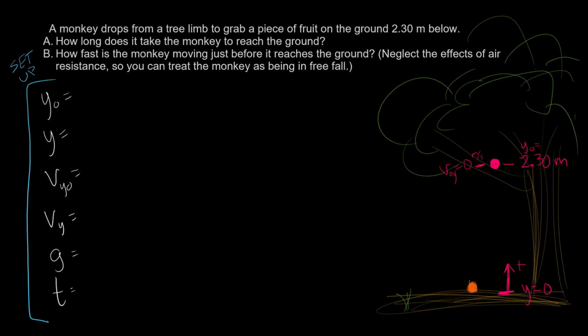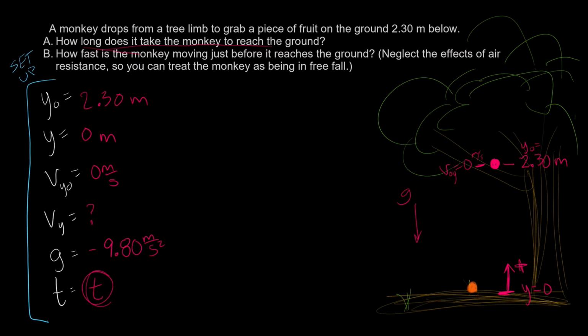So let's go ahead and write that over. I have my setup over here. I'm going to inventory my variables and choose my equation as part of my setup. So we know our initial y position is positive 2.30 meters. We know the final y position is 0 meters. We know the initial y velocity is 0 meters per second. We do not know the final velocity. We do know g, and in this case it's negative 9.80 meters per second squared because we've called the positive direction upward, and g always acts towards the Earth's surface. Okay, and finally t, we do not know, but we want to find the time it takes the monkey to reach the ground. So that's the first thing we're trying to find: t.